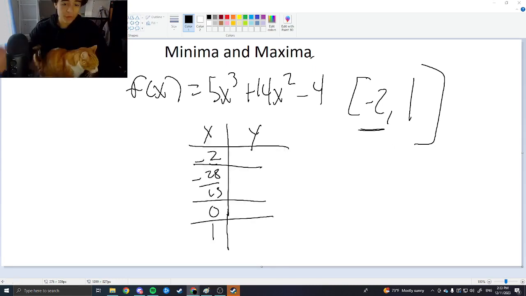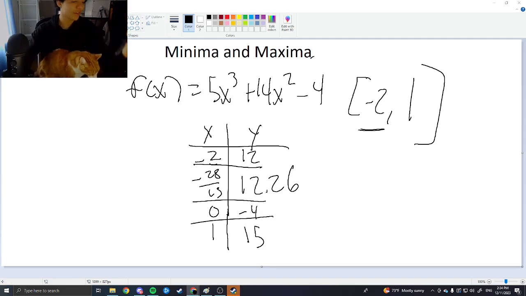So let's make our table. We have all of our critical points here. We have -2, -28 over 15, 0, and 1. If you plug all of these into a calculator, into a table, you're going to get, for -2, 12. For -28 over 15, you're going to get 12.26. For 0, you get -4. And for 1, you get 15.